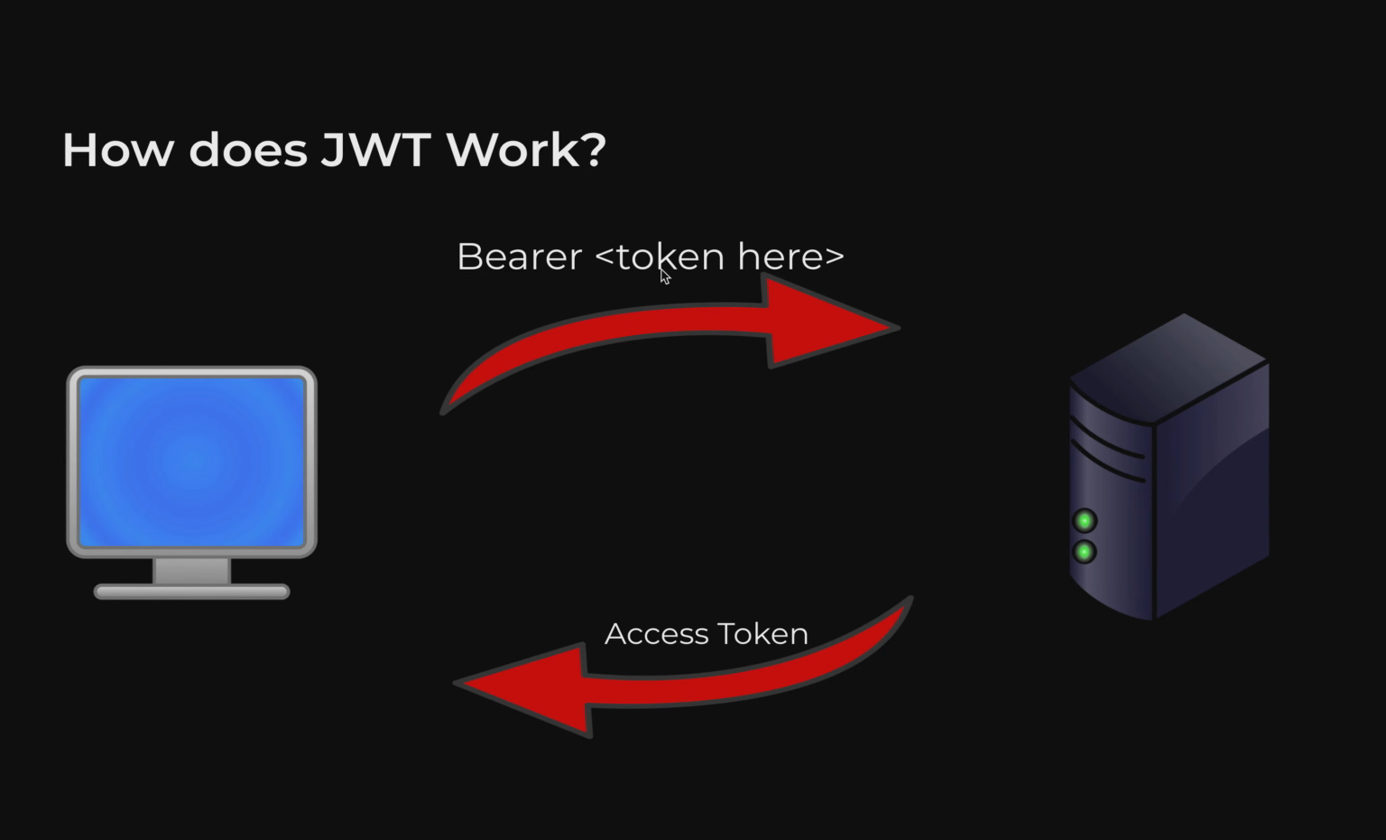So when the client sends a request to the register route, the server replies with an access token, which they can use, prefixed with bearer, whenever they log in to access all the protected routes. So hopefully that makes sense.